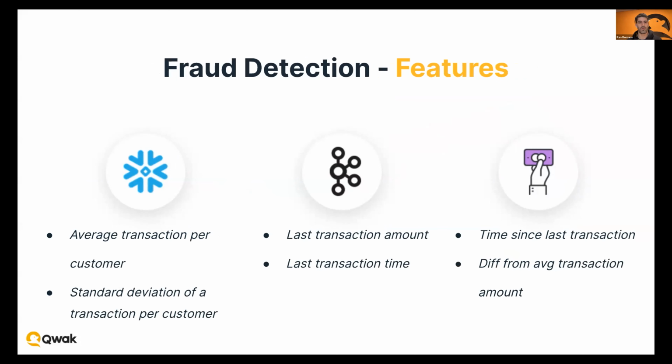And these are the features we're going to build. Okay, for batch features, average and standard deviation of transaction per customer, again, we'll build them on top of the Snowflake data. Streaming features, last transaction amount and time, on top of Kafka. And features based on the invocation data itself, time since last transaction and difference from average transaction amount. And we will build them on top of an SDK, which is a subset of Qwak's feature store SDK.